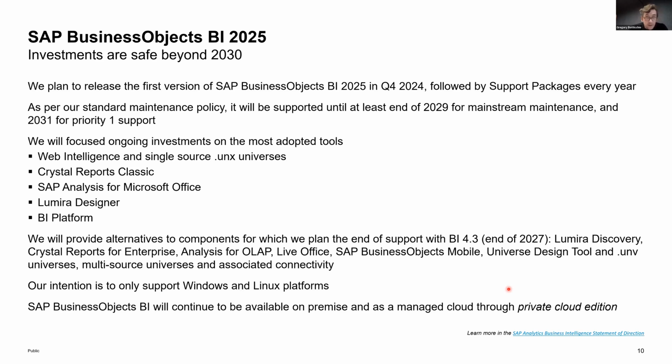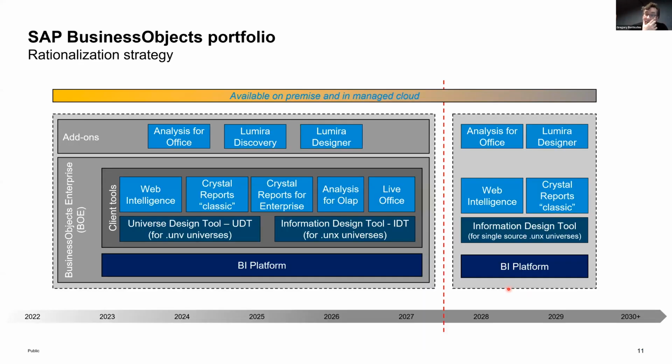Okay, so now the big picture. On the left, we have the Business Objects that you know today with the entire description regarding the tools and components. So on the add-on, you have Analysis for Office, Lumira Discovery, Lumira Designer, Webi as a tool, Crystal Report Classic, Crystal Report Enterprise, Analysis for All App, Live Office, and UDT, IDT, and the BI platform. On the right, we have the new footprint of the BI 2025. It lists, in fact, the list of tools and components that you're going to invest in. And this is for the best, right?